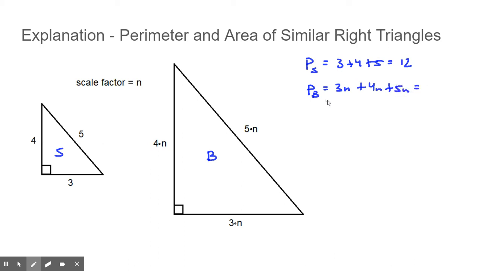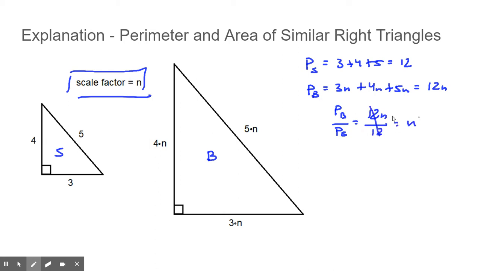If I add these up, I get 12n, where n is my scale factor. So if I compare these two perimeters in a ratio, big over small, that would be 12n over 12. The 12s would cancel, and there's my scale factor n. The ratio of the perimeters equals the scale factor.